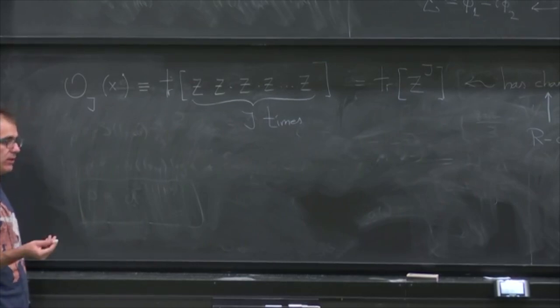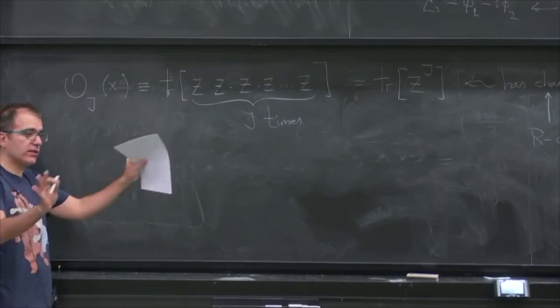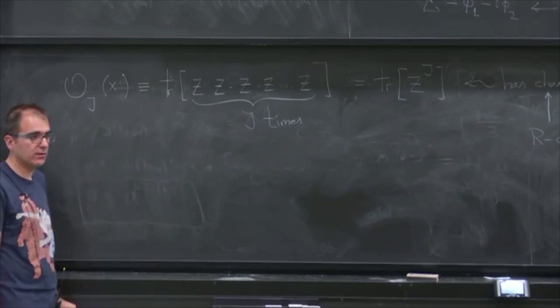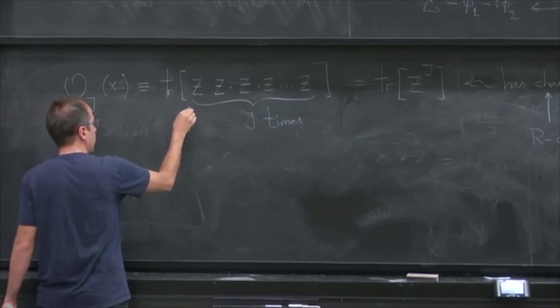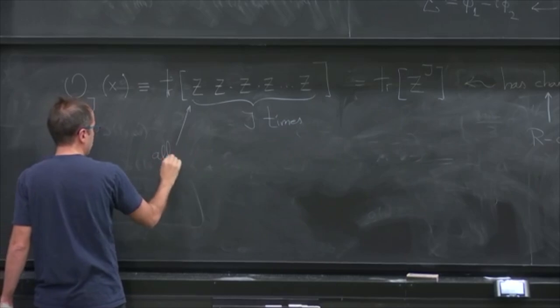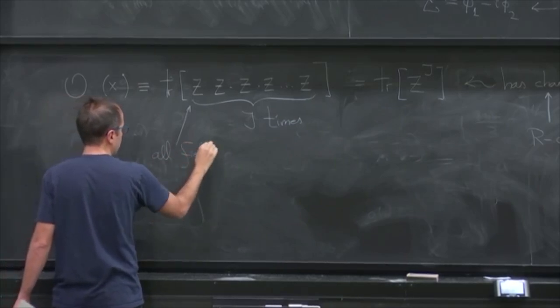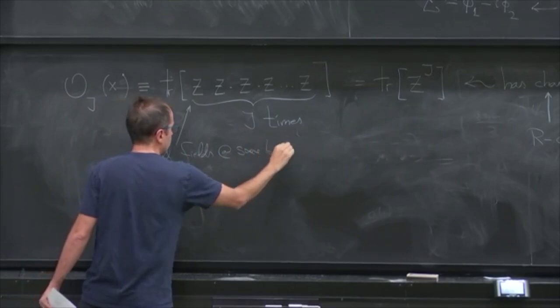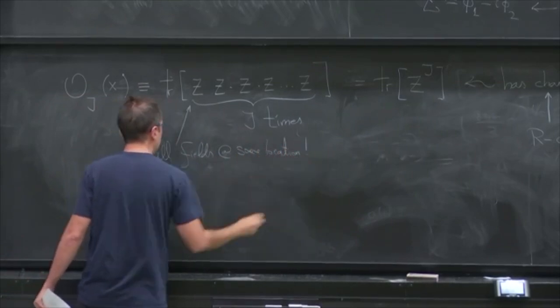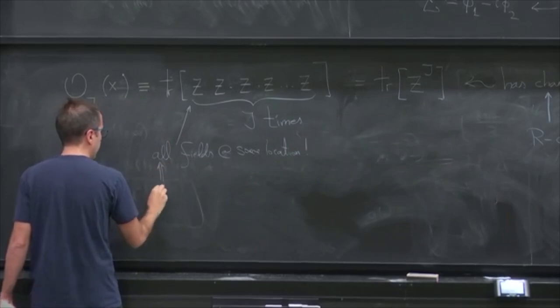What symmetries are you talking about? The R symmetry. No, R symmetry just rotates everyone globally. It's a global symmetry. Okay, so it's the gauge symmetry. Gauge symmetry, right? So all fields at the same location. This is crucial, and this is required by gauge symmetry.